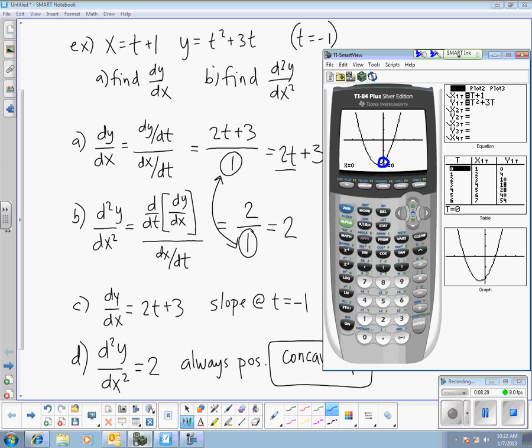So the characteristics of that point that we've been talking about, we said that the slope was equal to 1, and so you can kind of see that that's right there. It's at a 45-degree angle, and it's concave up because it's concave up everywhere. And a parabola that opens upward is concave up everywhere. So there is a picture of the graph.